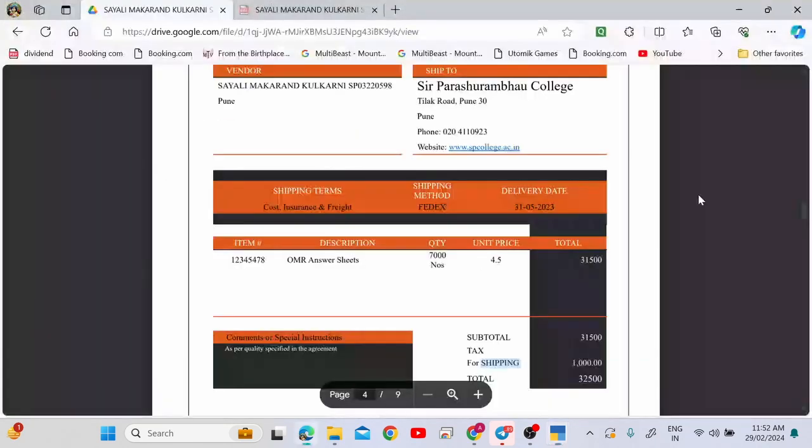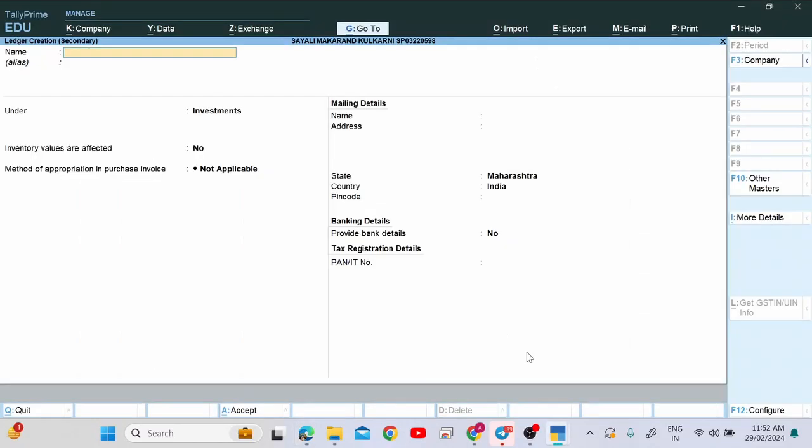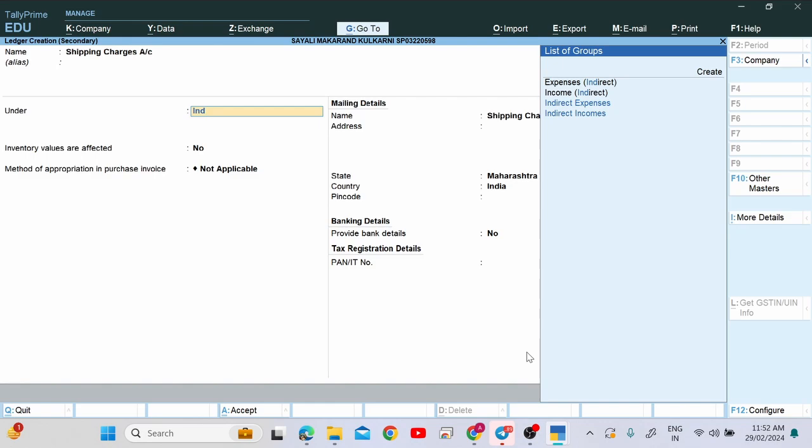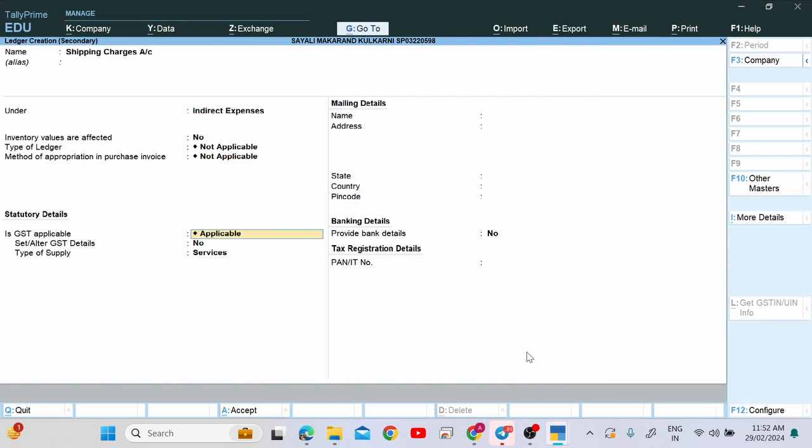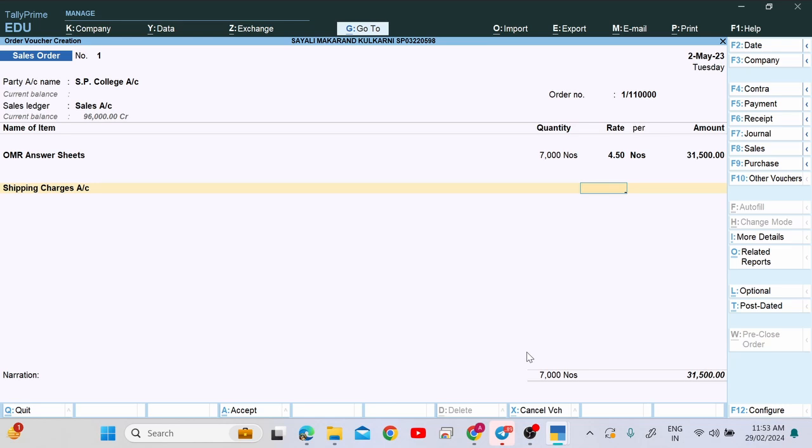Therefore simply I will create, just copy it, shipping, and say shipping charges account. तो इसको चेंज करना है, प्रेजेंटेशन चेंज कर सकते हो, नहीं तो एज इट इज रखो. And then what is this? This is your indirect expense. Enter, accept it. And then you will not get space to write quantity. This is expenses. रेट भी लिखने की जरूरत ही नहीं है. तो फाइनली हम सीधा अमाउंट लिखेंगे 1000 रुपीज, and then you will get the total 32,500.